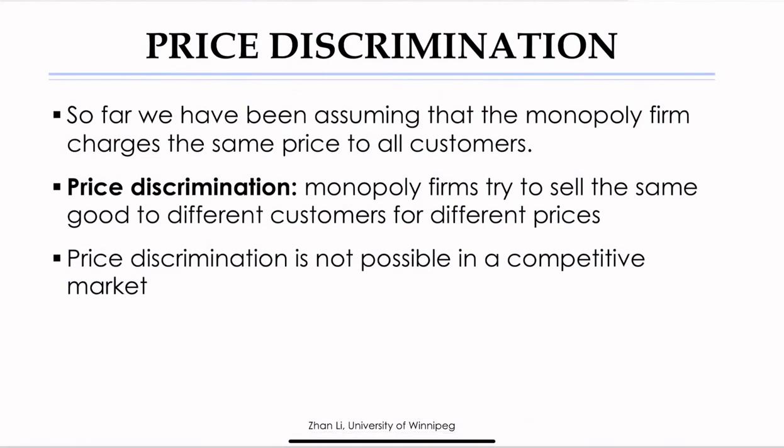And you can also see that this kind of behavior, this price discrimination, is impossible in a competitive market, right? Why is this the case? Well, the fundamental reason is that in a competitive market, a competitive firm is a price taker. So it is not a price maker. If the firm tries to sell the product for a higher price, then its customers will just go to other firms, right? So there's no way a competitive firm can price discriminate. Okay.